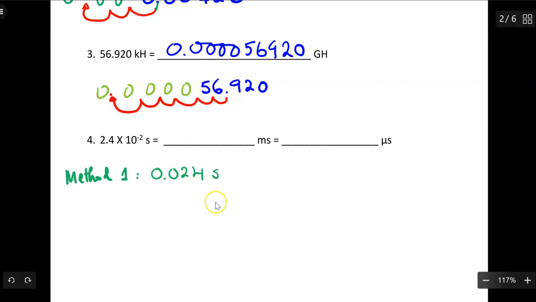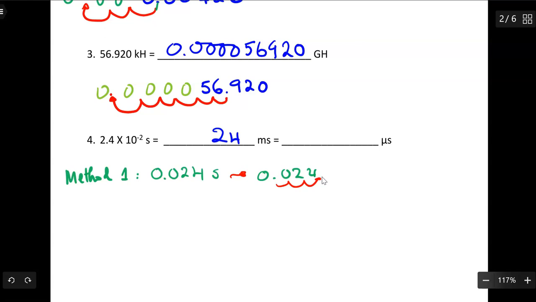So in this case, if I pick the decimal here and go to milli, then I need to go to the right. Okay, so I go 1, 2, 3, right? So the decimal point will be after the 24. So I can write it like this. I go 1, 2, 3. So in this case, it turned into 24 millisecond.